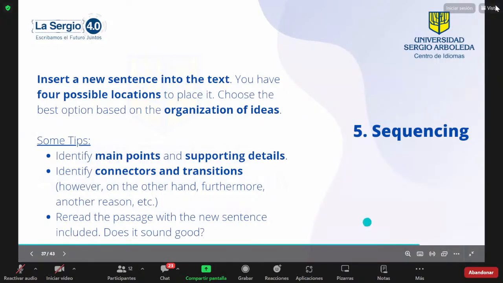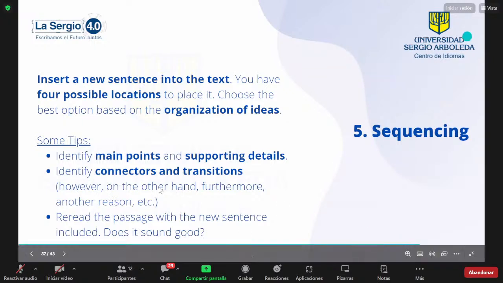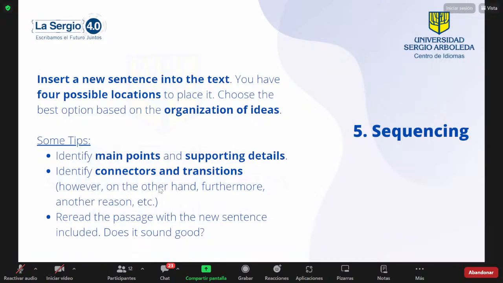So who wants to read? Let's see. Volunteer. Nicolas, one of the two Nicolas. Okay, Nicolas, go ahead.